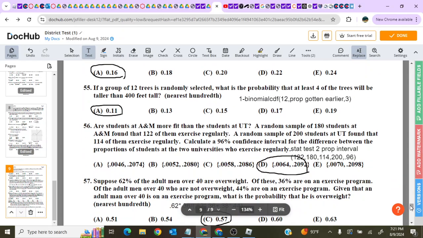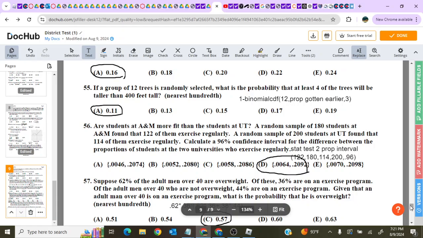56. Are students at A&M more fit than at UT? A random sample of 180 students at A&M found 122 exercise regularly, and a random sample of 200 at UT found that 114 exercise regularly. Construct a 96% confidence interval.